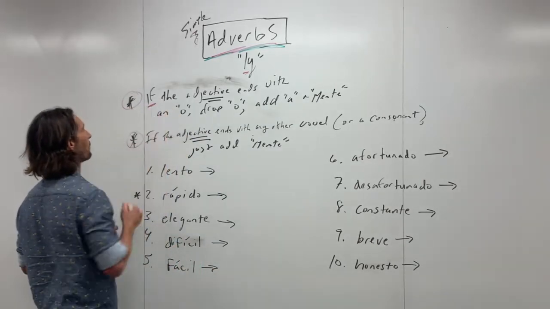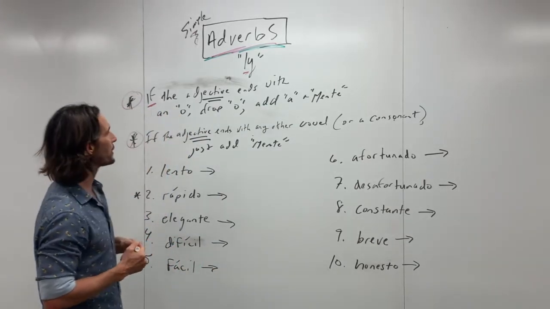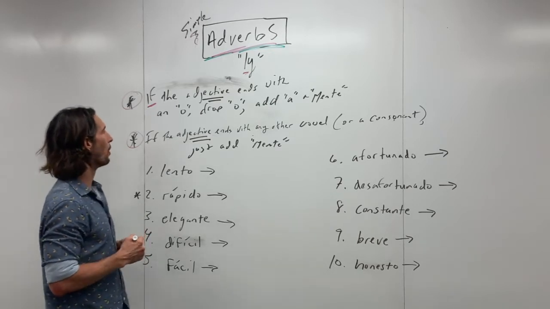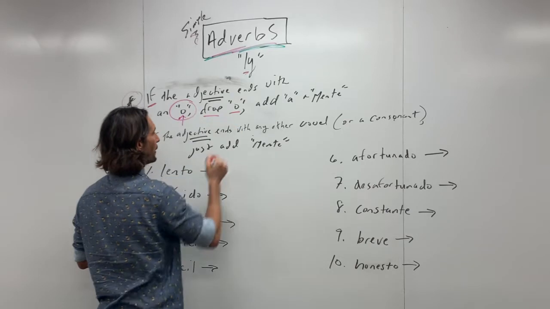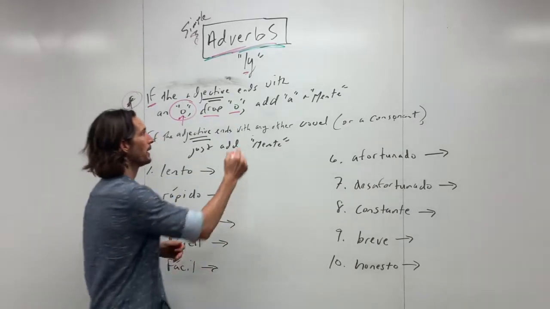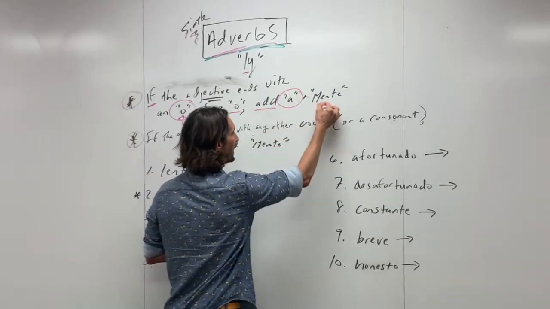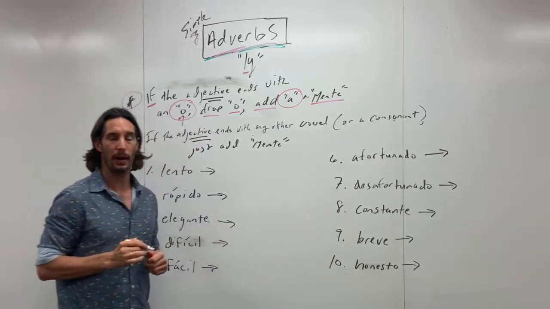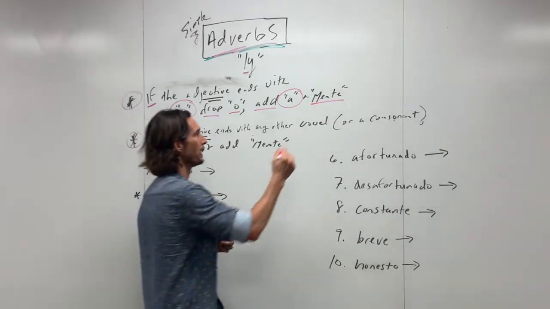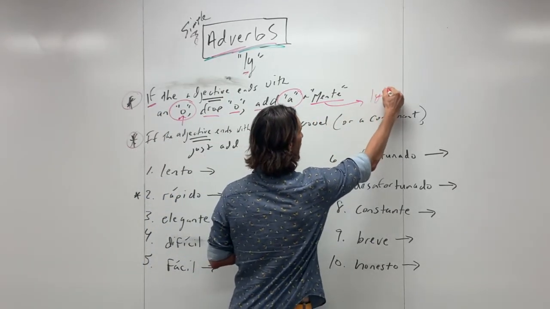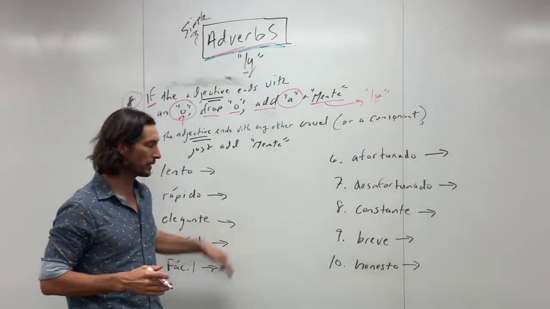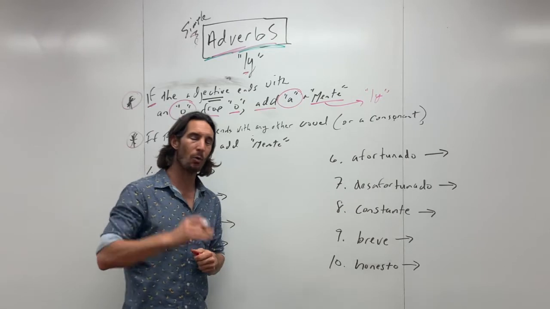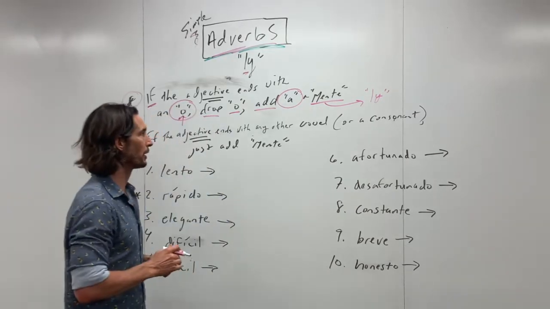The first thing I wrote was, if the adjective ends with an O, right, the letter O, drop that letter, drop the O, right, add the letter A, and then mente, right, the word mente. And like I said, that's your equivalent of ly in English. And so, as you can see, I have 10 examples here. We're going to walk through all of them, and you're going to see how that's done.